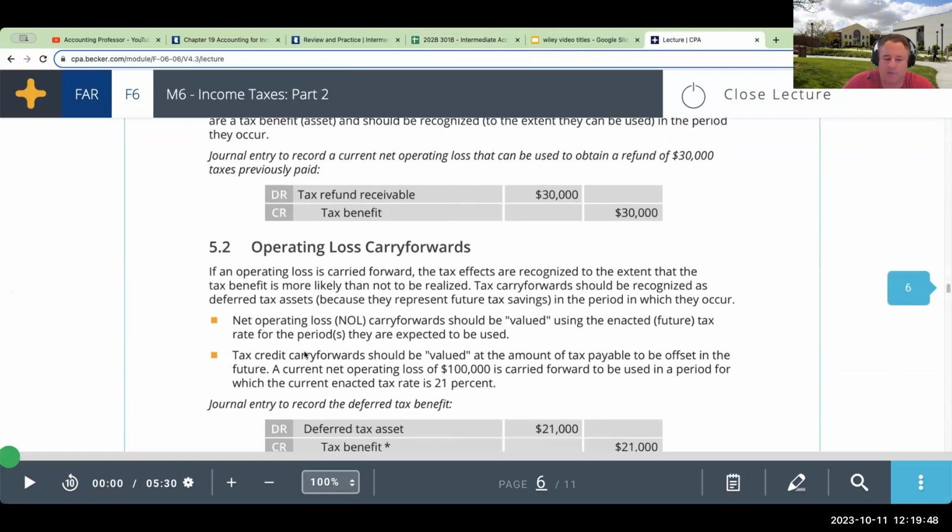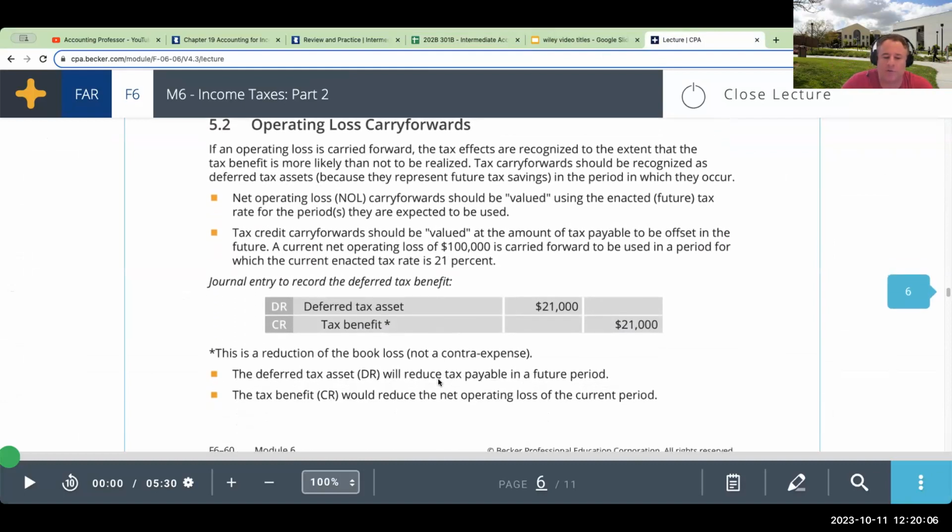Tax credit carry forwards should be valued at the amount of the tax payable to be offset in the future. So for example, a current net operating loss of 100,000 is carried forward to be used in a period for which the current enacted tax rate is 21%. So this is what's really interesting.